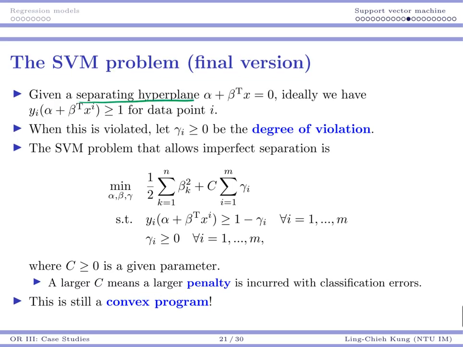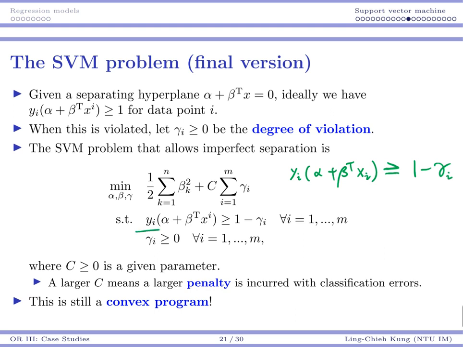Given a separating hyperplane in this way, ideally for all the data points, we should get this satisfied. If this is violated, let gamma_i be the degree of violation. So what does that mean? That means if your y_i times (alpha plus beta transpose x_i) cannot be greater than 1, that means it's smaller than 1, right? Then let's try to fix the thing by having 1 minus gamma_i at the right hand side.